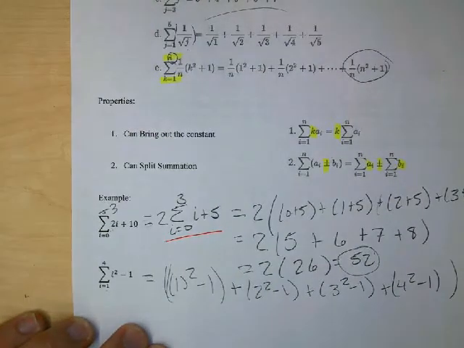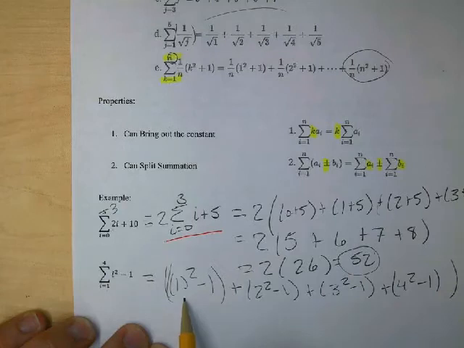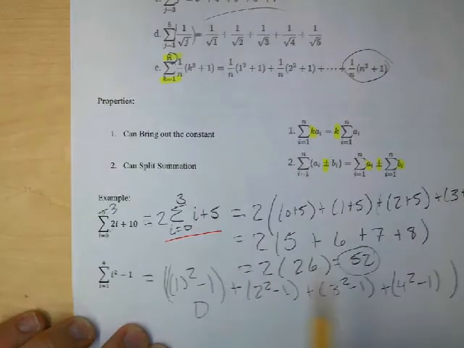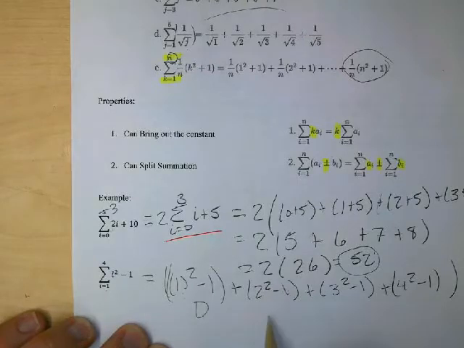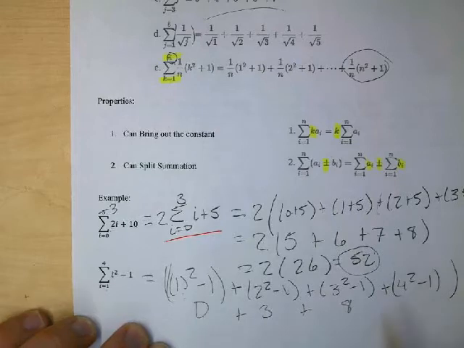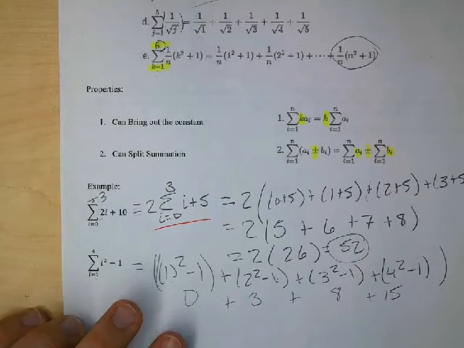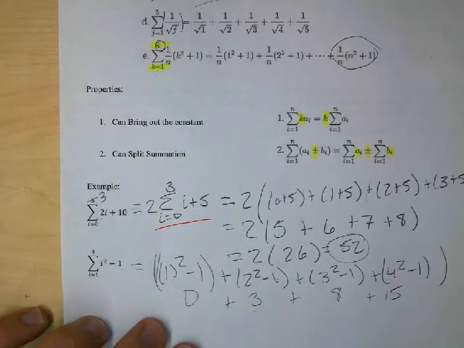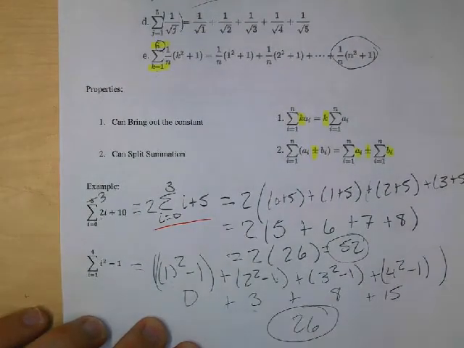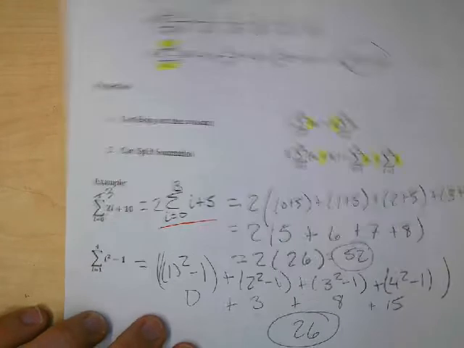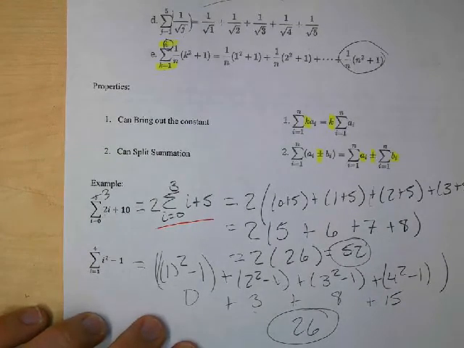Okay? Now I can simplify this out. 1 squared minus 1, that's just 0. 2 squared is 4, minus 1, that's just 3. 3 squared is 9. 9 minus 1, that's just 8. 4 squared is 16. So 16 minus 1, that's just 15. So now that's just 11 plus 15, because 3 plus 8 is 11. So 11 plus 15, that's just 26. And that's our answer on that one. Make sense? Oh, yes. Yep.